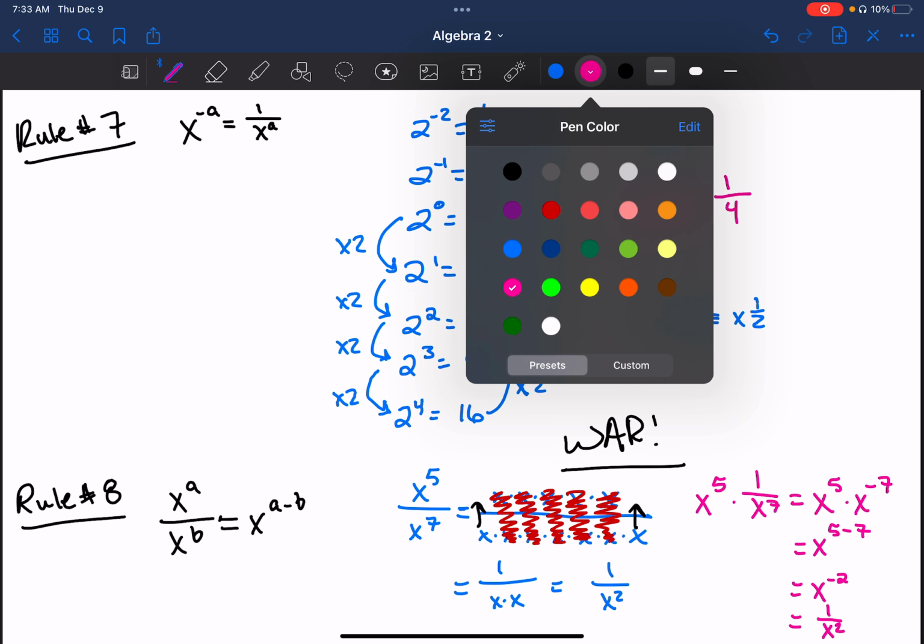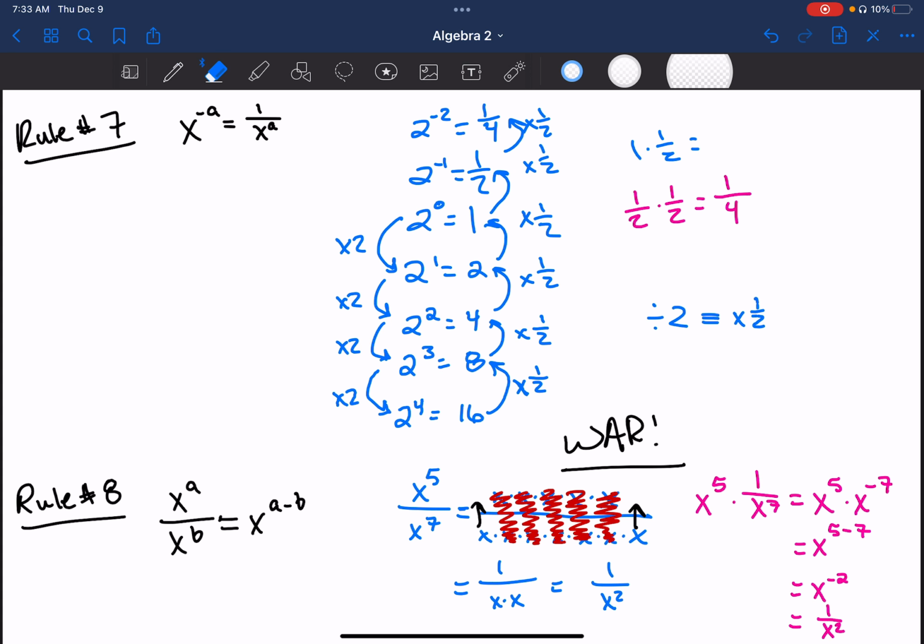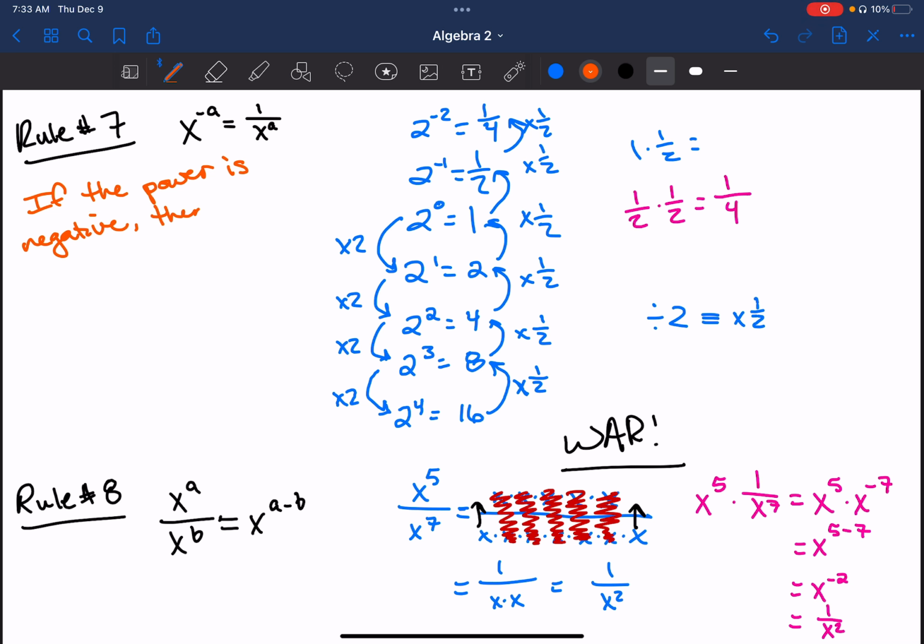I'm going to add one more thing here. Do it in my orange color. This is a saying that kind of helps with rule number 7 that I want to make sure that I get while it's on the screen. If the power is negative, then you must flip it over the fraction line and make the power positive.